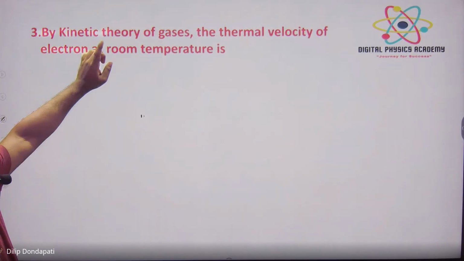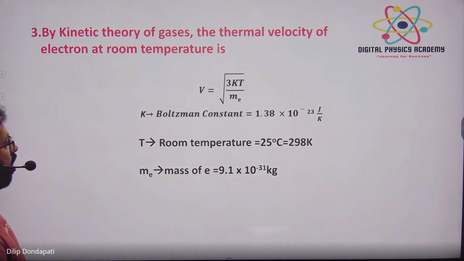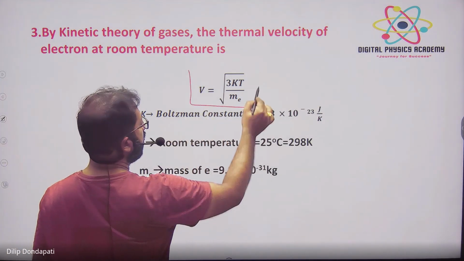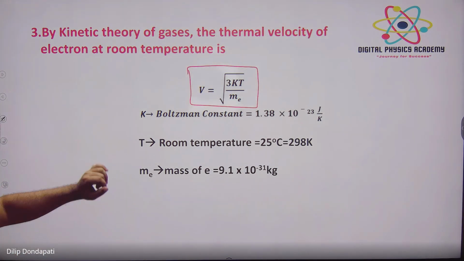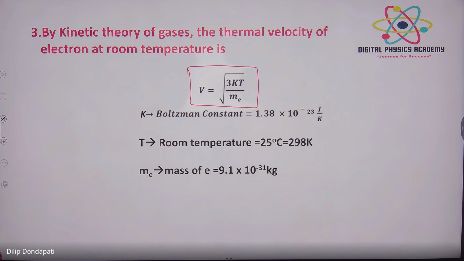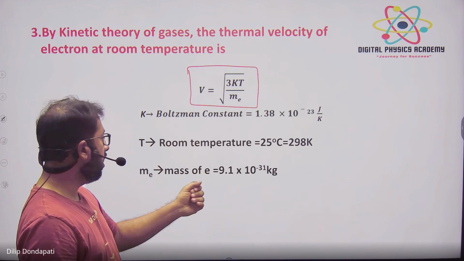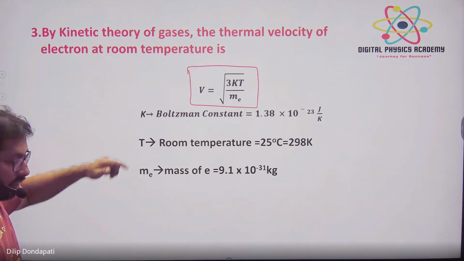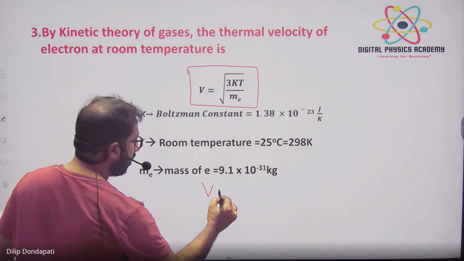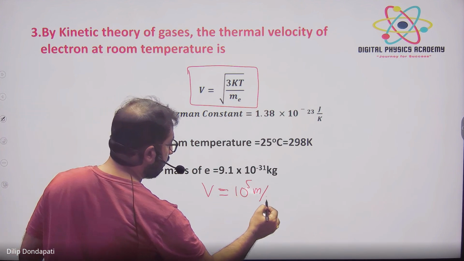Now by kinetic theory of gases, the thermal velocity of the electron at room temperature is given by the formula under root 3kT by m_e. This is the formula for thermal velocity, which we studied in kinetic theory of gases. K is Boltzmann constant, T is temperature, and m is the mass of the electron. If I substitute the values, we get thermal velocity approximately 10 power 5 meters per second.